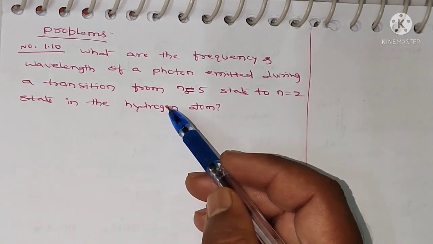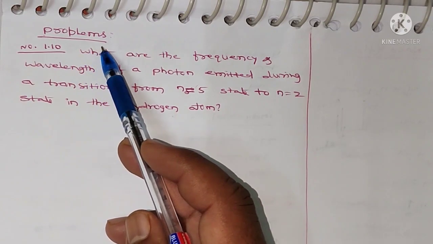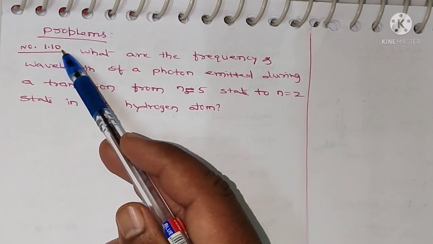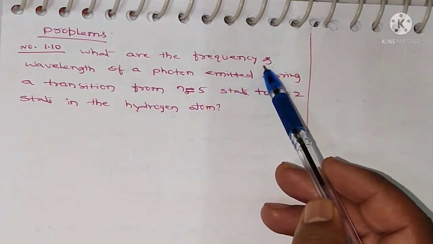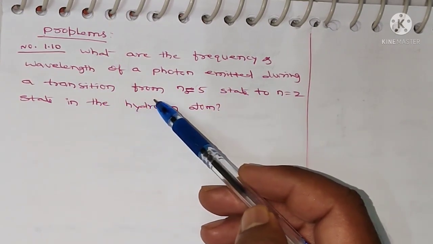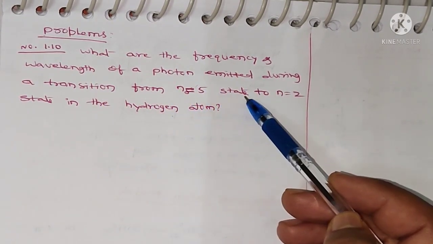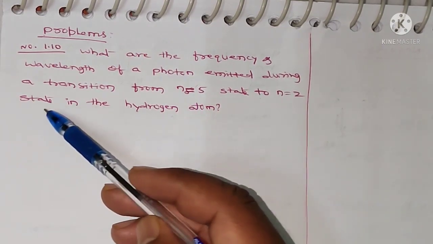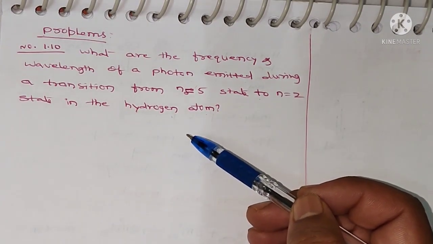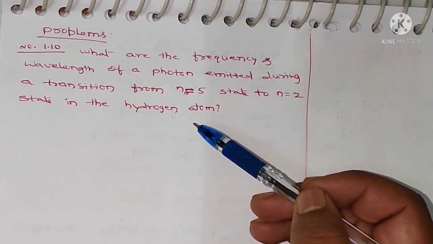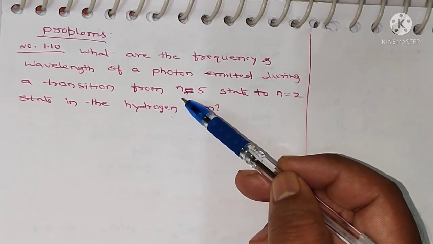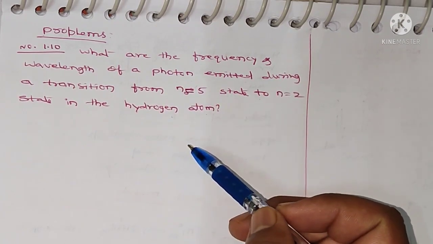Next, let us solve some problems from our textbook. Problem number 1.10. What are the frequency and wavelength of a photon emitted during a transition from n equal to 5 state to n equal to 2 state in the hydrogen atom? In the previous lecture, we discussed the line spectrum of hydrogen. So here we have a problem which is related to the line spectrum of hydrogen.